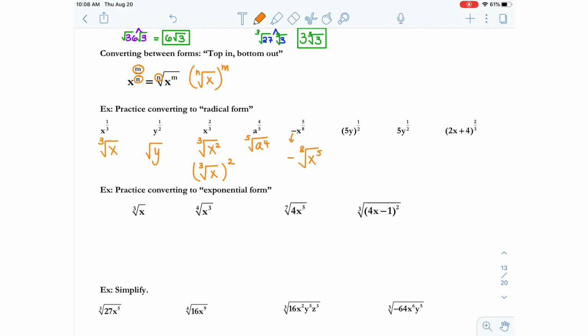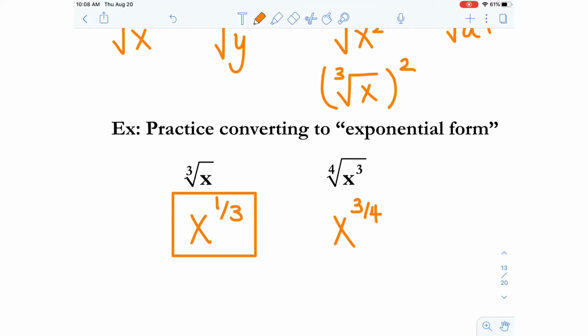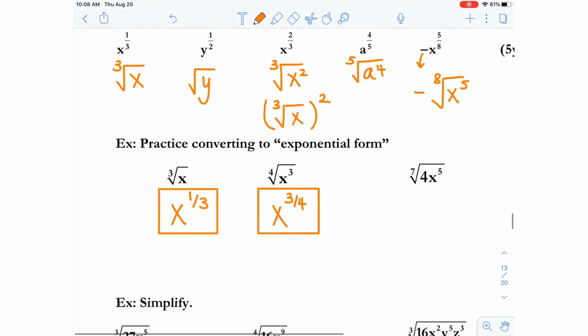But for the next example, let's write in exponential form. I'll do the first 2 with you. This would be x to the 1/3. And this one's going to be x to the 3/4. Remember, the index becomes the denominator.